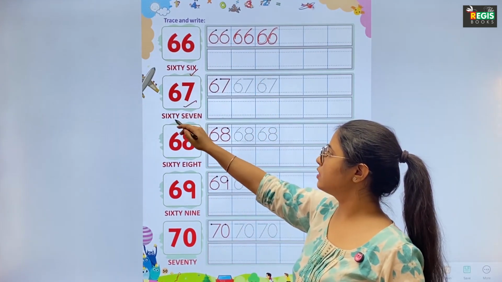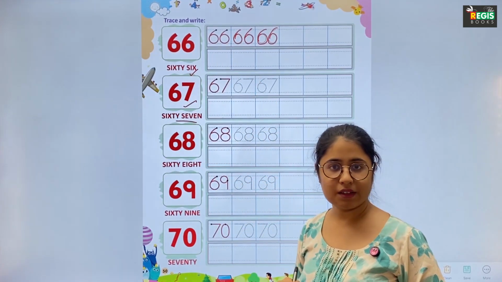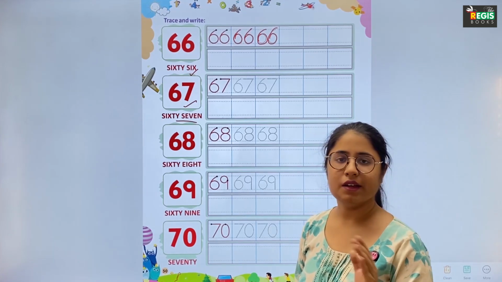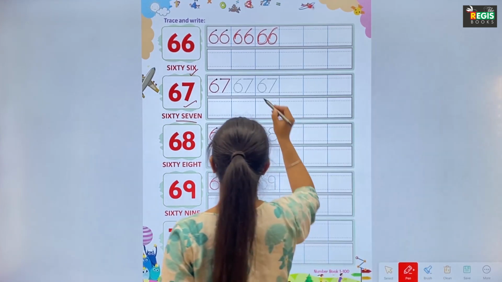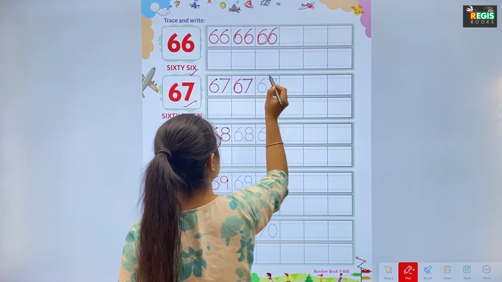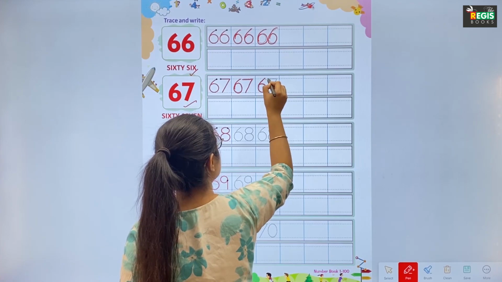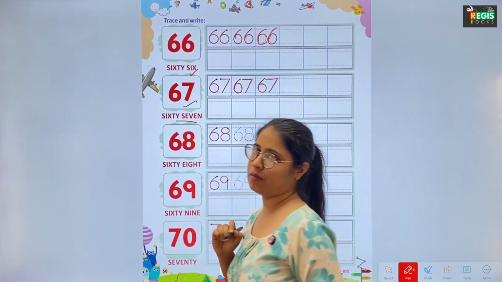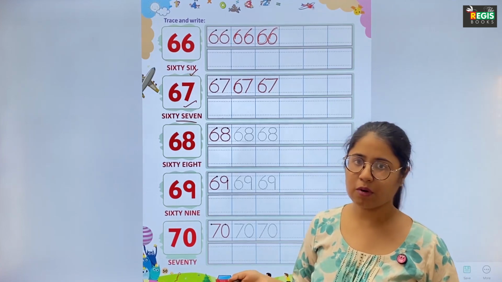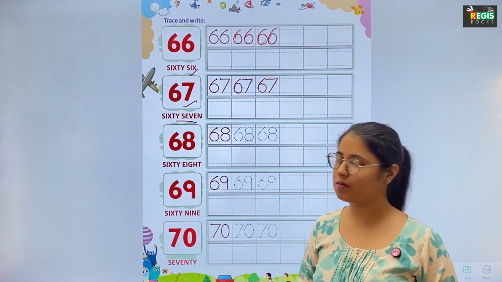6, 7, 67. We write the number 67 by writing 6 and 7 together. Let's write with me. 6, 7, 67. And write the number 66 and 67 in their respective boxes to practice it.